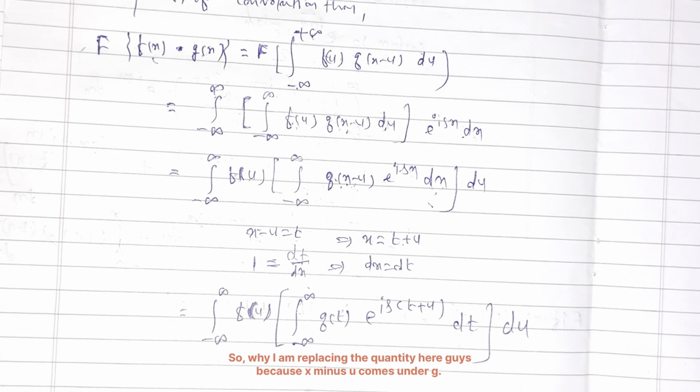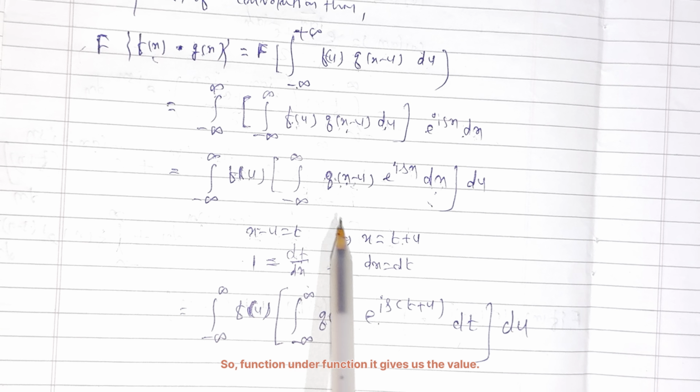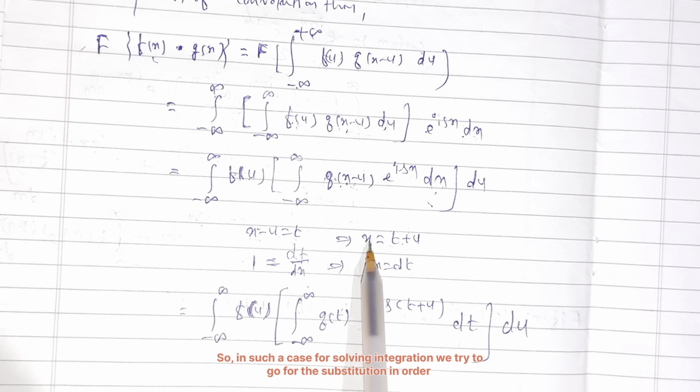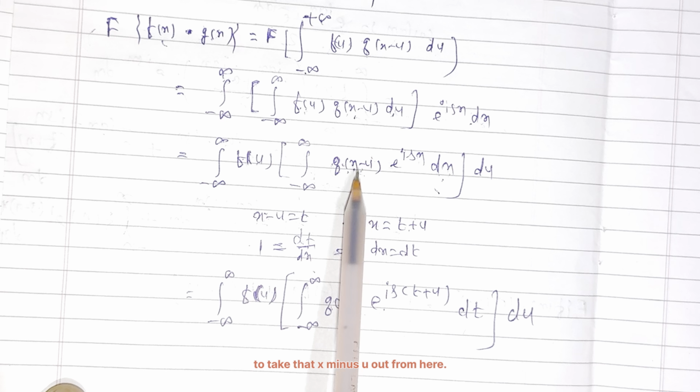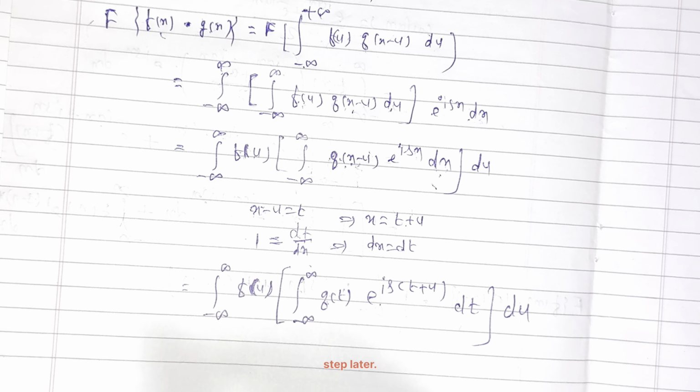Why am I replacing the quantity here, guys? Because x minus u comes under g, a function under a function. In such a case, for solving the integration, we go for substitution in order to take that x minus u out from here. So I just go for the replacement of values, and then after that we go for solving this step.